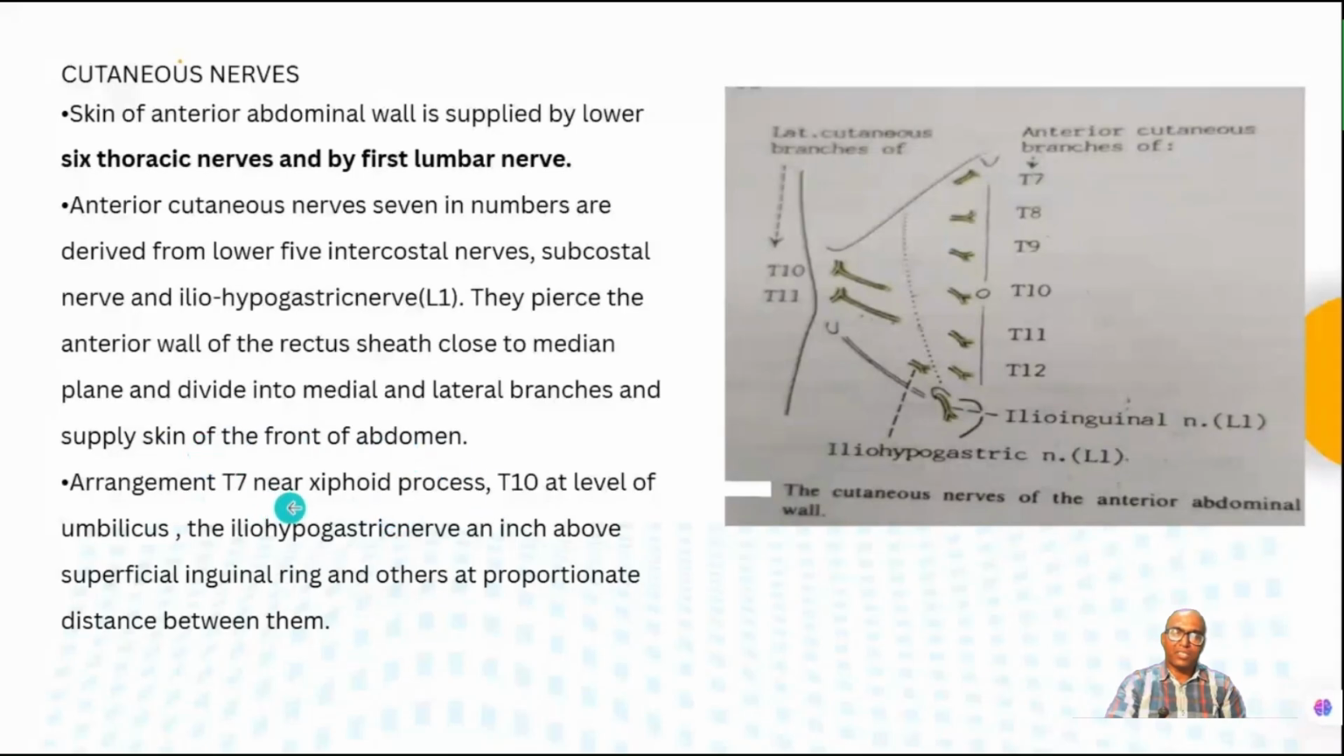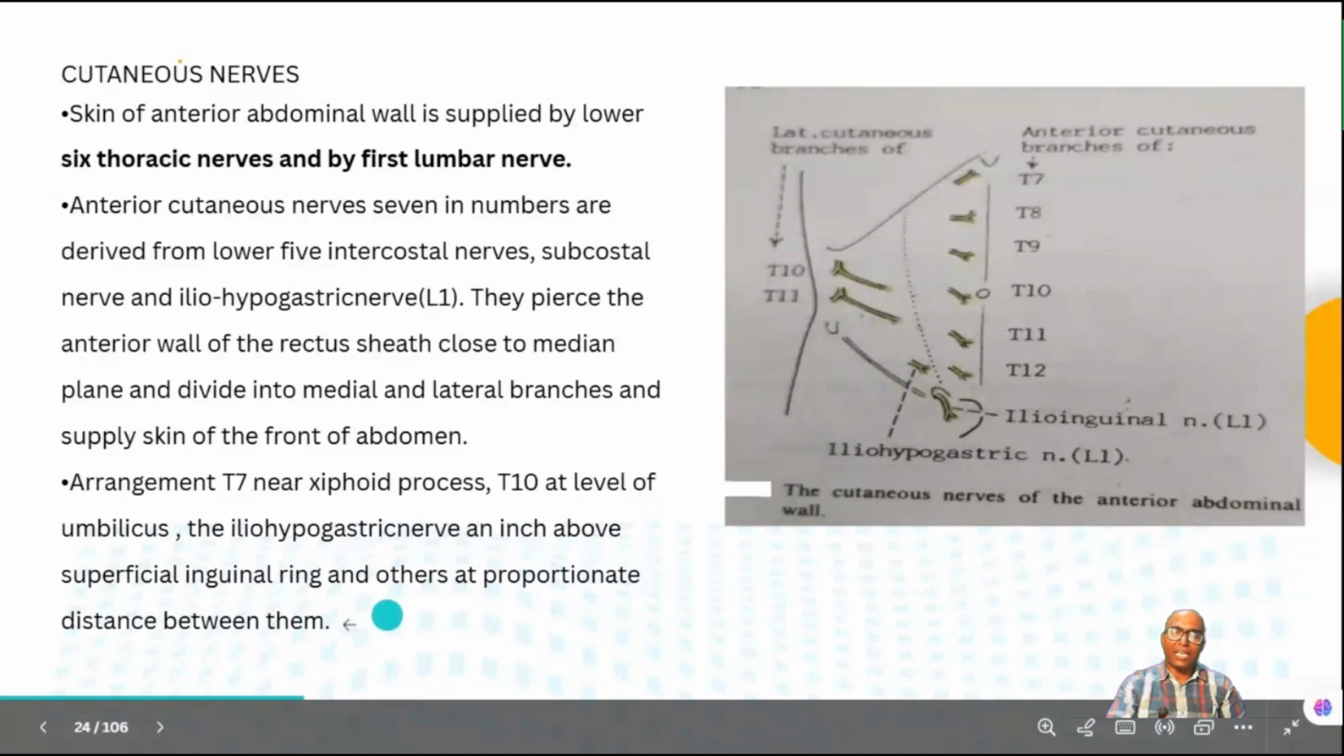Here you can remember this. Near the xiphoid process, you have T7. At the level of the umbilicus, you have T10. The iliohypogastric is situated an inch above the superficial inguinal ring. So this is 1 inch above the superficial inguinal ring. You have this iliohypogastric and the others at proportionate distances between them.